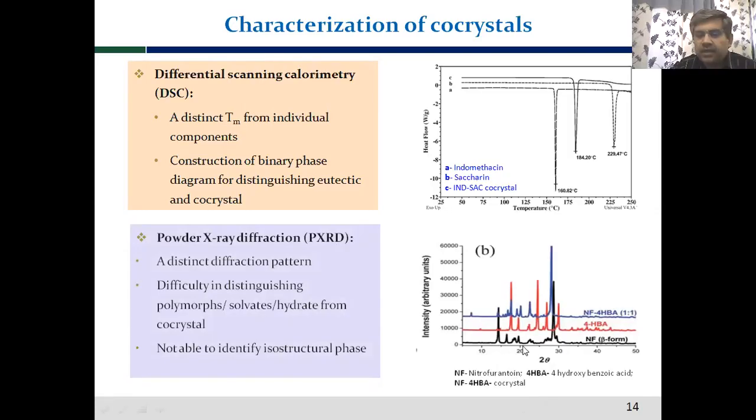When you take the PXRD of the components, that is the drug and the coformer, the co-crystal will give you a unique characteristic diffraction pattern. It is not going to be a simple summation of the diffraction pattern of the drug and the coformer. The reason for this is that co-crystal involves formation of a new crystal lattice, and obviously there will be a unique diffraction pattern that is going to come. In fact, this is one way by which we differentiate between eutectics and co-crystals, because eutectics will give a diffraction pattern which is summation of the two ingredients, whereas co-crystal will give us a unique diffraction pattern.